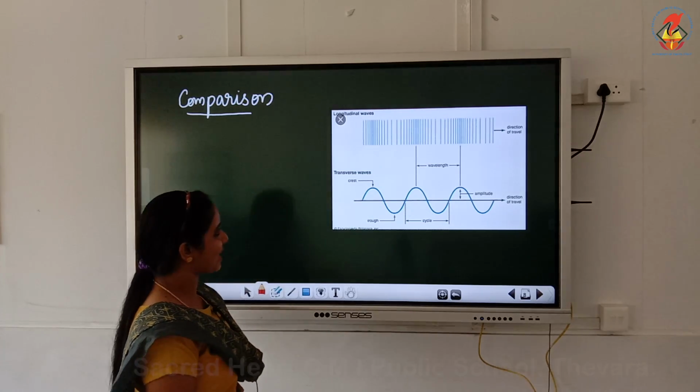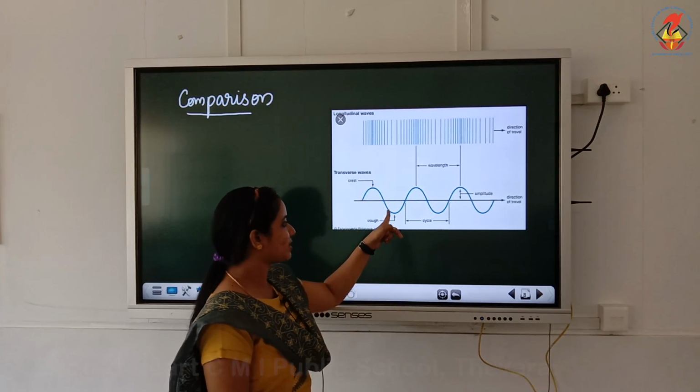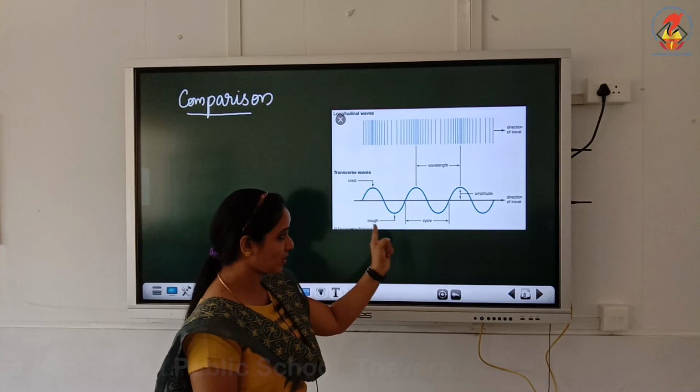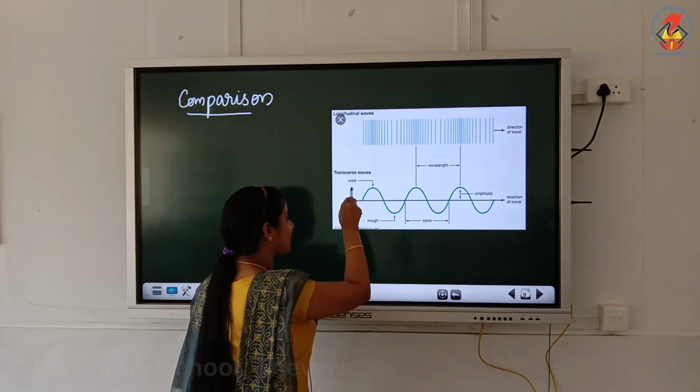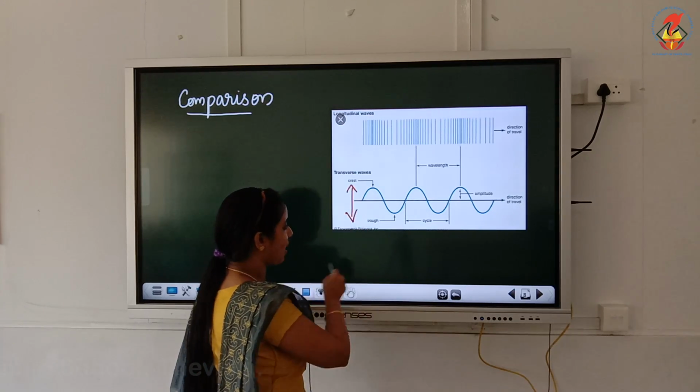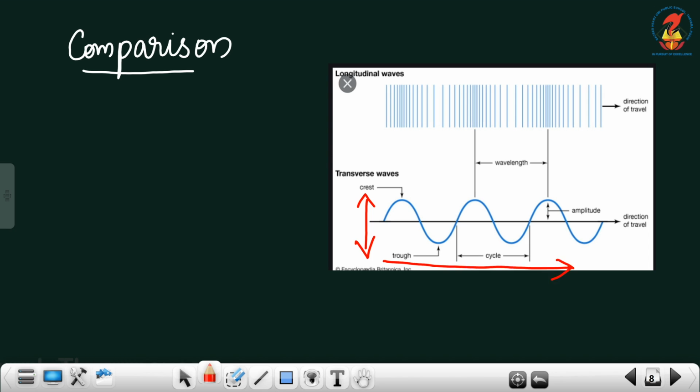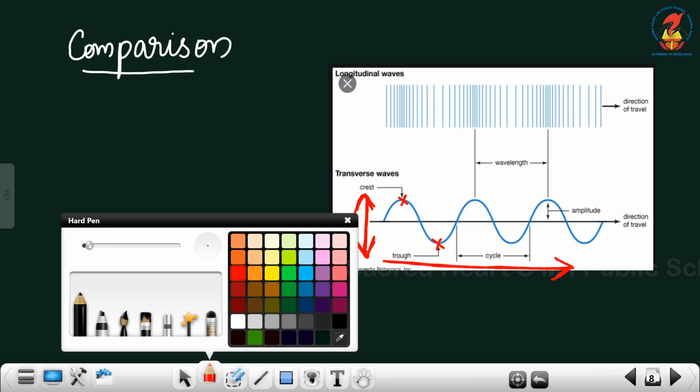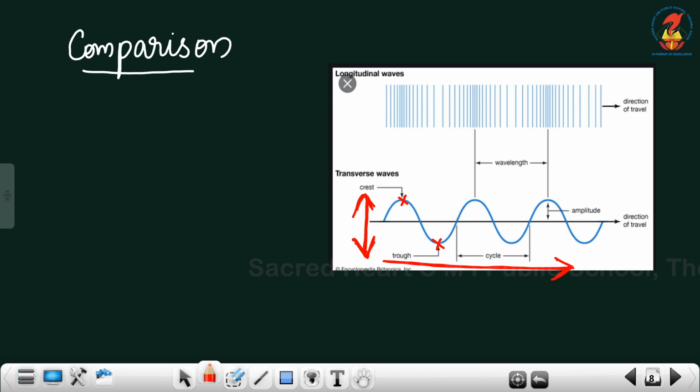Now let us see the comparison. This is the case of a transverse wave. In a transverse wave, the particles move up and down, perpendicular to the direction of propagation of the wave. If this is the direction of propagation, this is how the particles vibrate, which creates such a form of wave. The peak point of the wave is called the crest, and the valley point of the wave is called the trough.